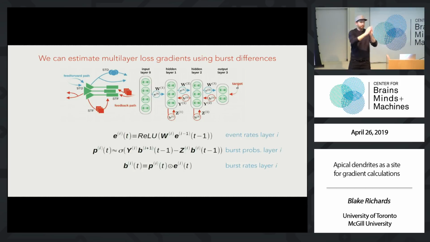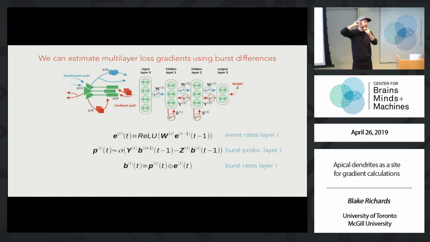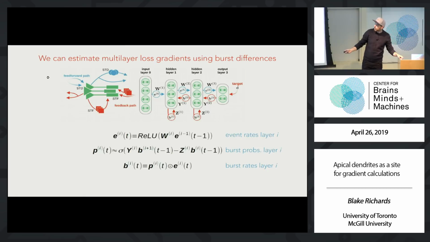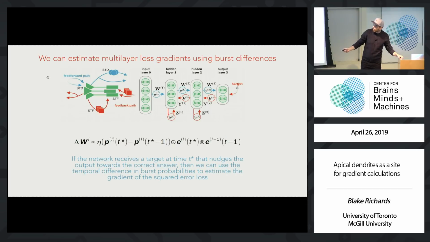Then at some point during that simulation, we give a target that just nudges the output layer towards the right answer. It doesn't even set it towards the right answer, it just pushes it in the direction of the right answer. That alters the burst probabilities in that output layer, and that then percolates through the network. It's that percolation through the network that moves all of the burst probabilities off of their baseline burst probability and induces the error signal that drives learning.